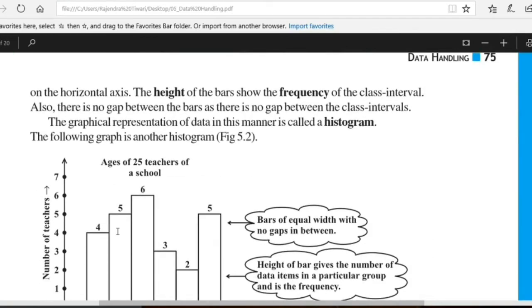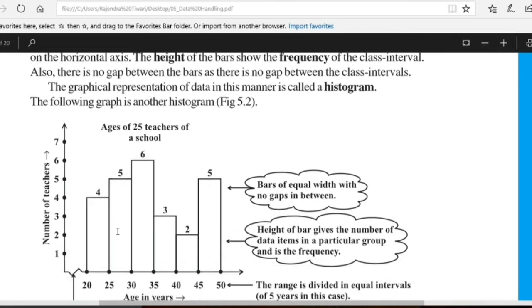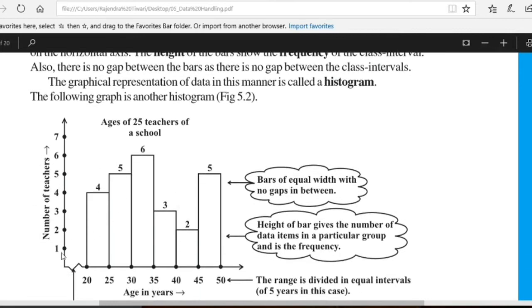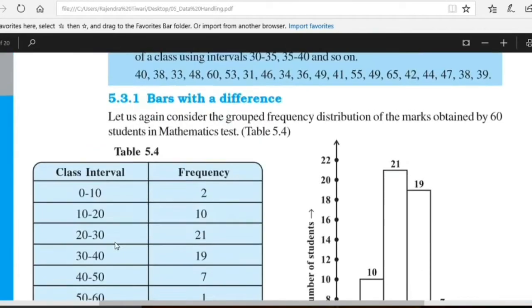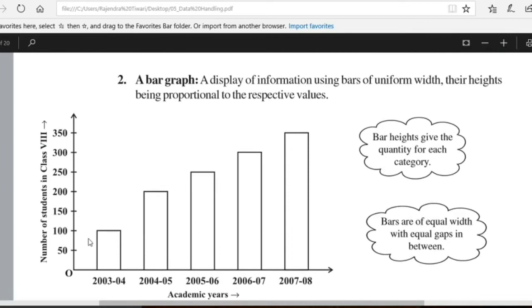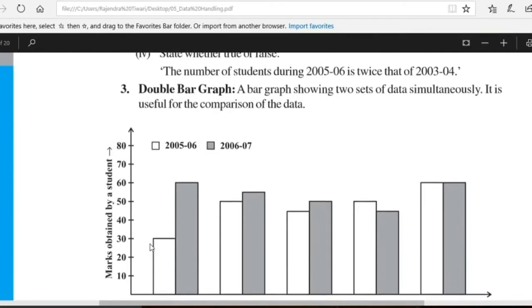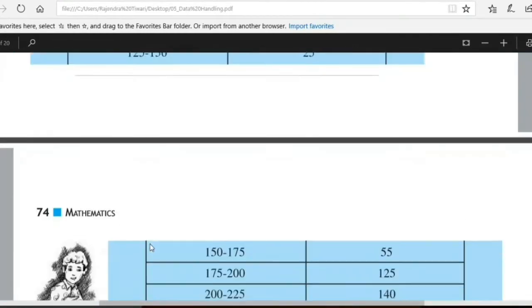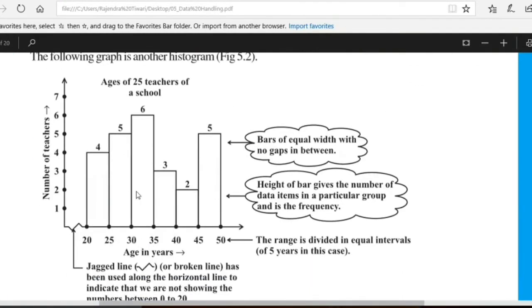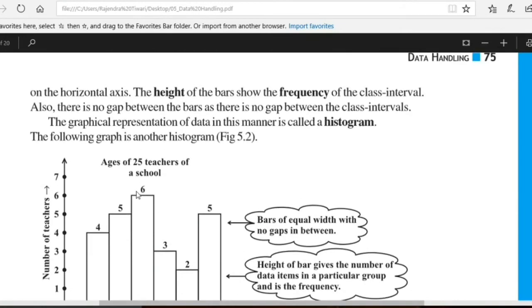Now I want to explain what a histogram is. There is no gap between the bars. As there is no gap between the class intervals, the graphical representation of data in this manner is called histogram. In a bar graph there is a gap between the two bars, but in the histogram there is no gap between the two bars. Like this, there is no gap. So this is called histogram.